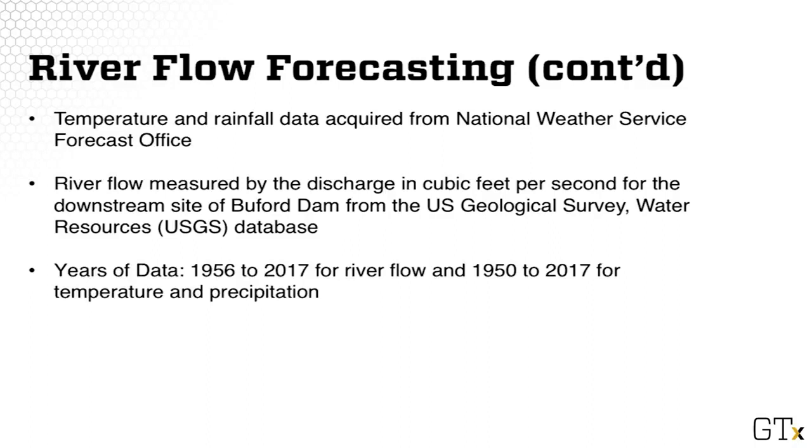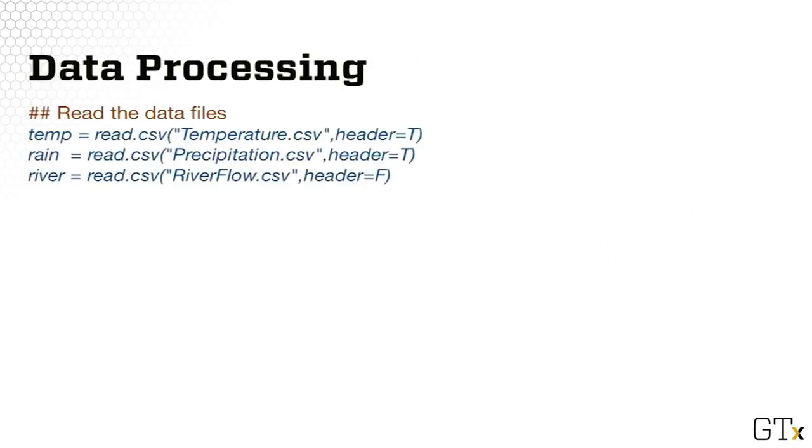The data available from the two sources have different time frames: 1956 to 2017 for river flow and 1950 to 2017 for temperature and rainfall. Thus, we will need to first process the data to model all three time series within the same time frame. We first read the data from three different files with somewhat different structures. Make sure to open the files to learn about the structure of the three data files.